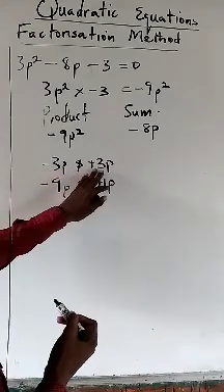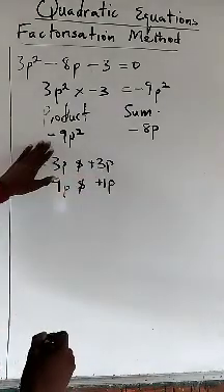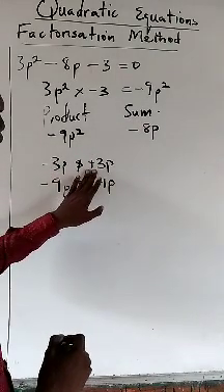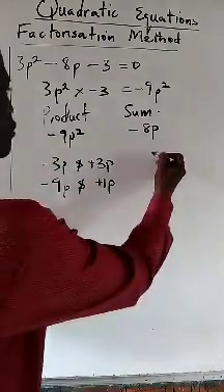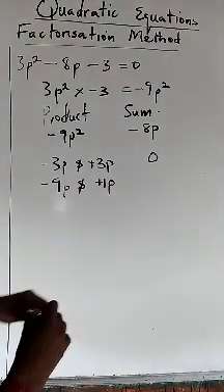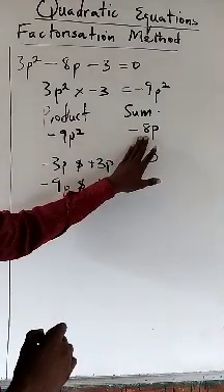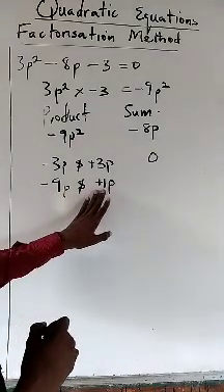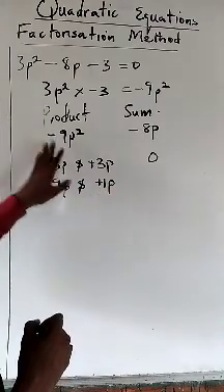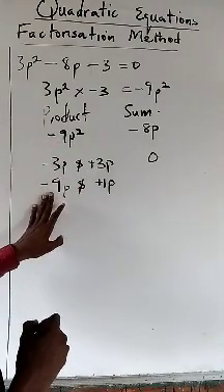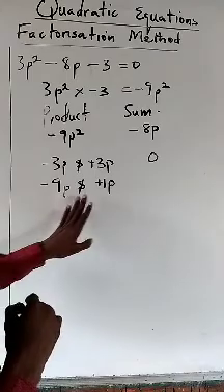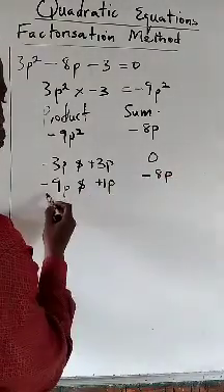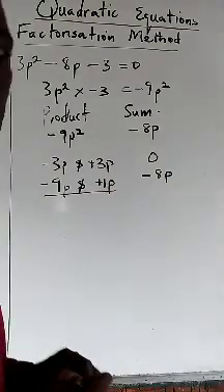Now let's check this one. Minus 3p times plus 3p will give us minus 9p squared. But the sum, minus 3p plus 3p, will give us 0. So it's not giving us the middle term, which is minus 8p. Let's check the second one. Minus 9p times plus 1p will give us minus 9p squared. The sum, minus 9p plus 1p, will give us minus 8p. So these are the two numbers that we are looking for.